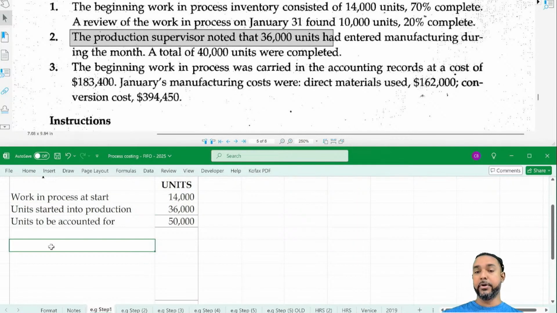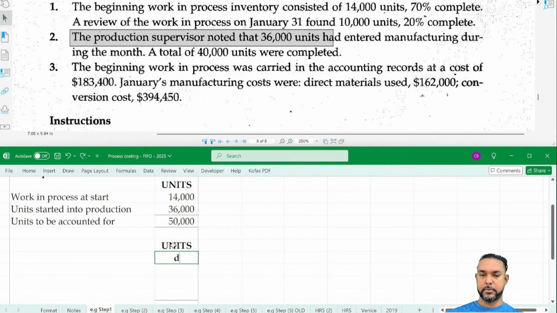Now, we're going to account again for the physical units. So units. How come I skipped 2 lines? Give me 1 sec. Oh, I know why. Sorry. So delete that. Delete that. All right. So units.